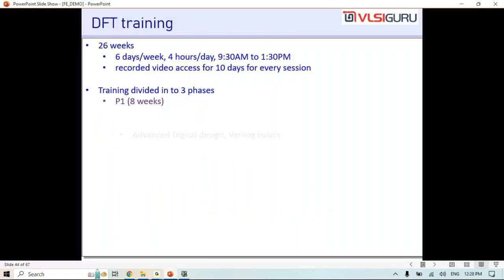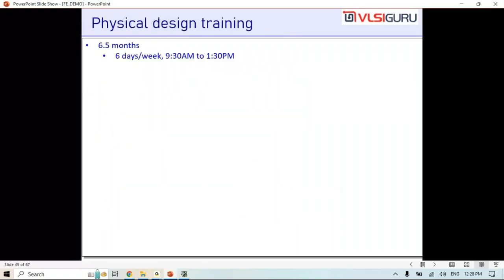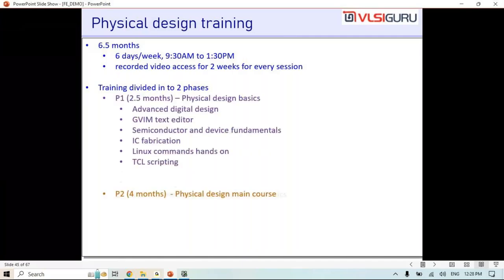Even DFT, our trainer will explain during the DFT demo session. And the physical design demo session is tomorrow, which you can attend if you are interested in this one.